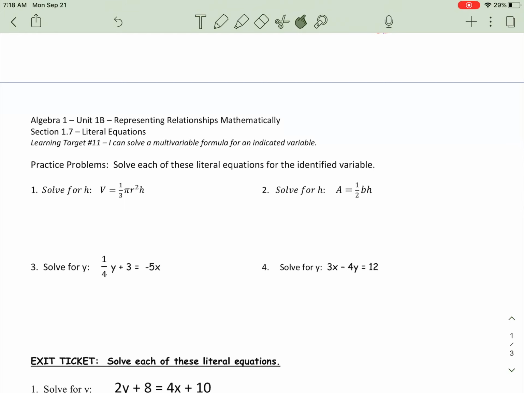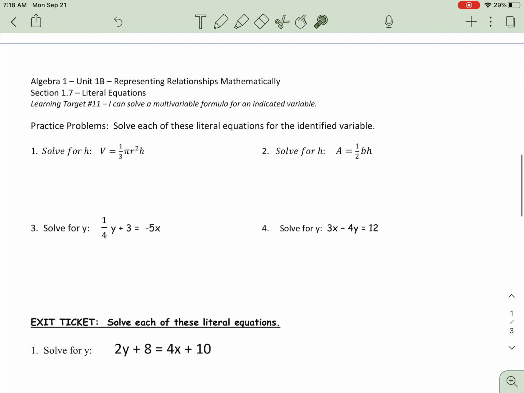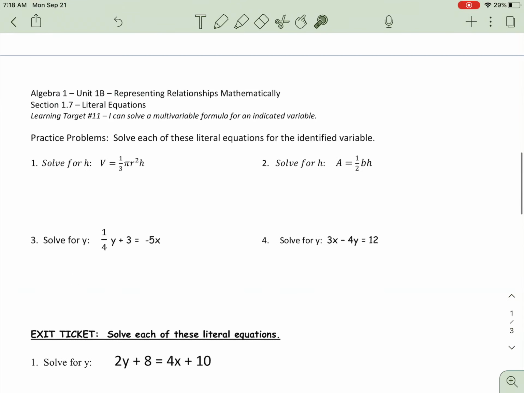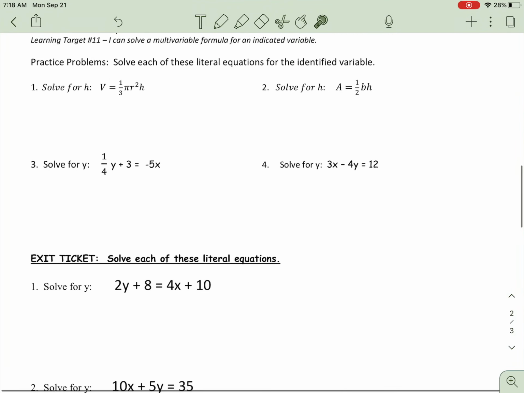Okay, so here's what I want you to do. Work on these practice problems, 1, 2, 3, 4. Here, I will actually post the answers for that. Okay, so the notes key and the answer key, and then your exit ticket is below. So again, I'm going to post the answers to these so you can check your work, but you should try these first and then do the exit ticket.